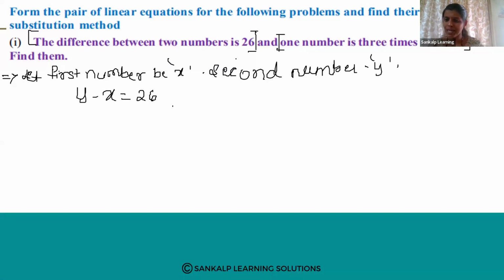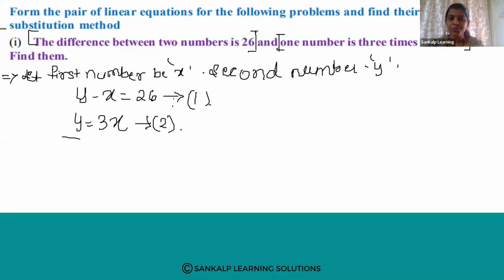Let us take second number minus first number. y minus x is equal to 26. This is first equation, equation number 1. Second equation. In second equation, one number is 3 times the other number. That means if we consider second number is 3 times the other number, that is y is equal to 3x. This is equation number 2.